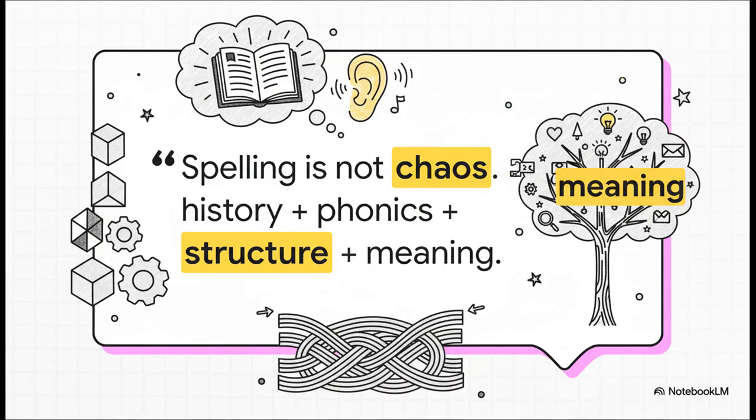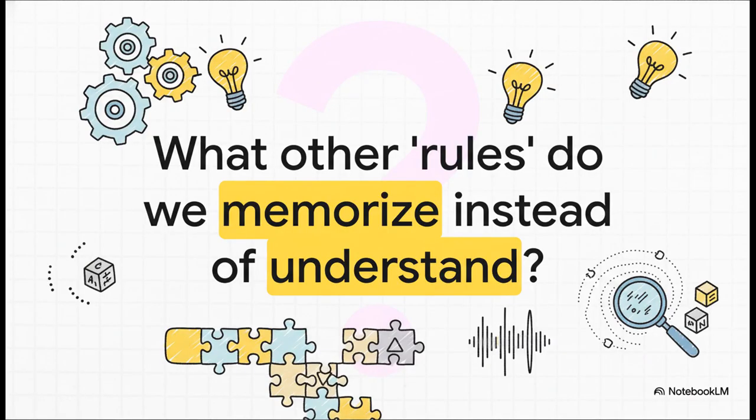This quote just sums it all up perfectly, doesn't it? It brings us right back to those 3 pillars. Spelling is where words' history, its sounds, and its structure all come together. It's a rich tapestry, not just a random jumble of letters. So, I'll leave you with this to think about. If we've been looking at something as basic as spelling all wrong, what other rules have we been taught to just memorize without ever asking why? What other subjects have a hidden logic just waiting for us to find it?